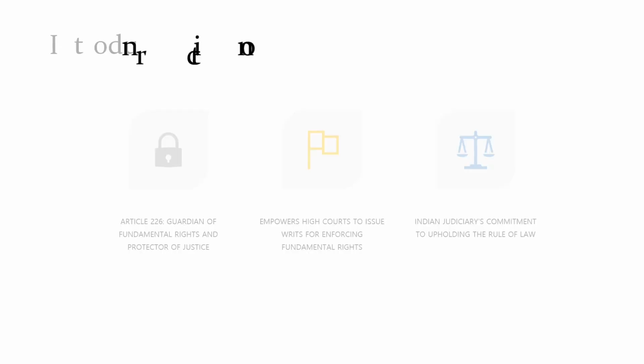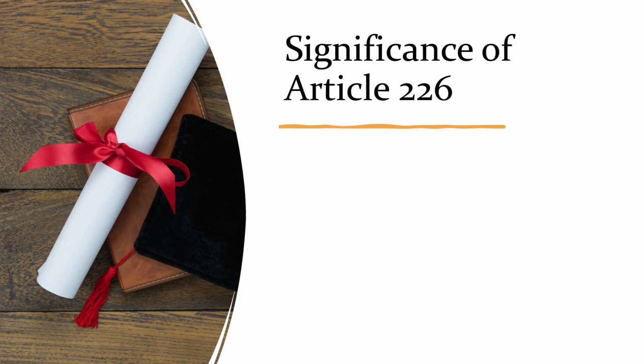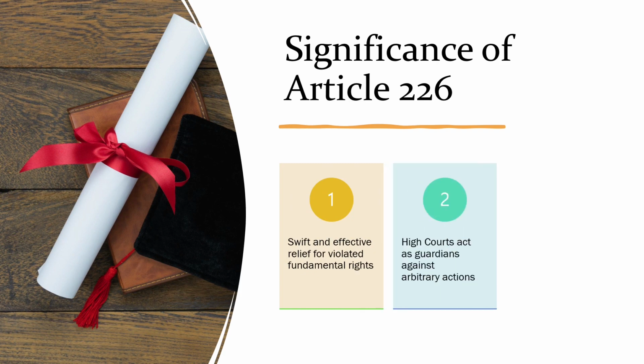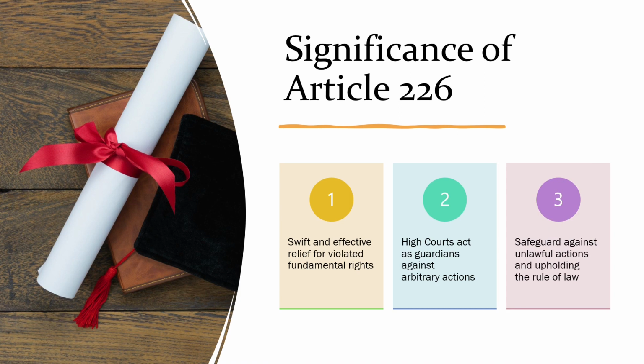The significance of Article 226 lies in its ability to provide swift and effective relief to individuals whose fundamental rights have been violated. It empowers the High Courts to act as guardians of these rights, preventing their infringement by any authority, including the government itself. The provision serves as a crucial safeguard against arbitrary and unlawful actions that may undermine the very foundation of a democratic society. Article 226 bestows upon High Courts the authority to issue 5 distinct writs.